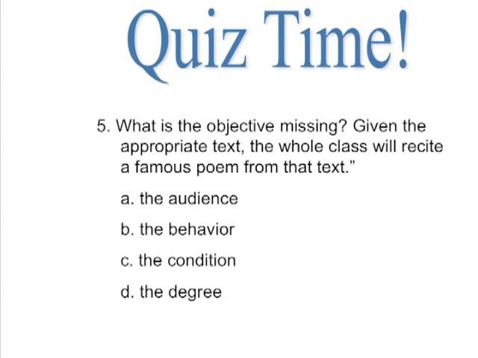Here's one more objective. What is the objective missing? Given the appropriate text, the whole class will recite the famous poem from the text. The audience? Well, we're saying the whole class. The behavior? They're going to recite the poem from the text. The condition? Well, they're going to kind of do it in the class, but that's not clear. The degree? That's what's missing.